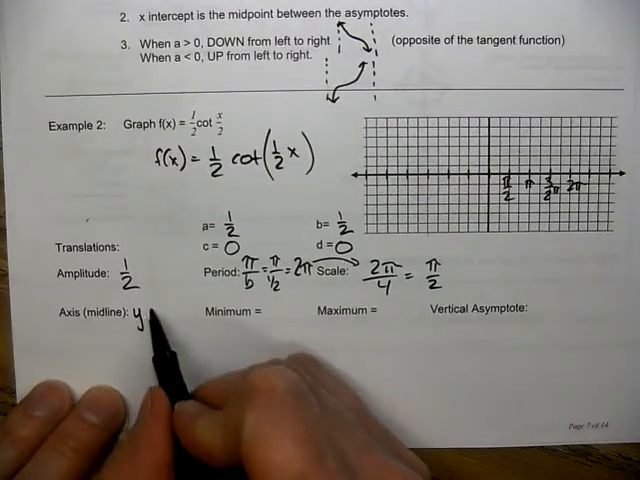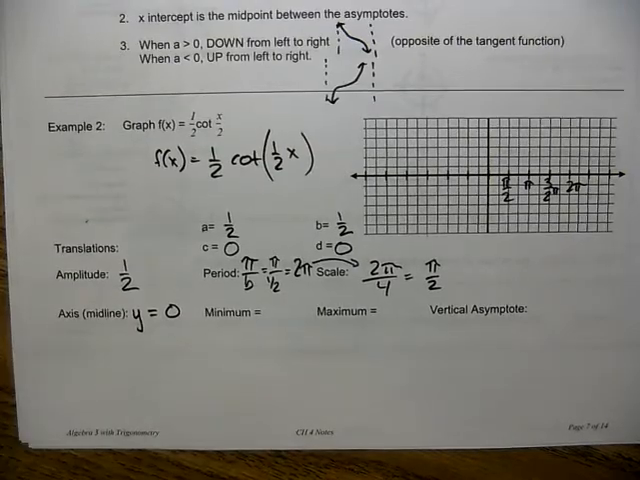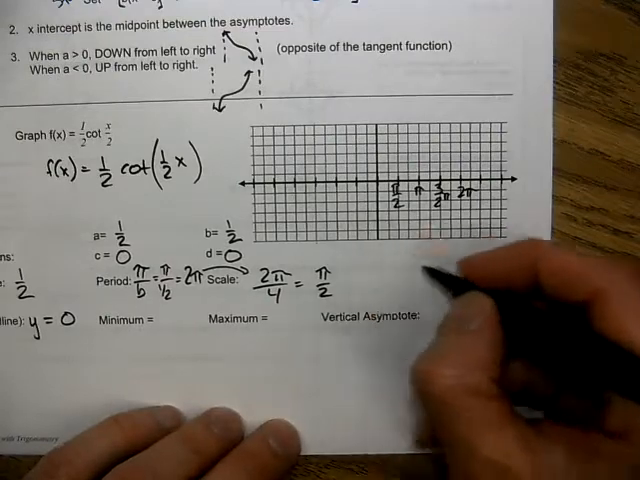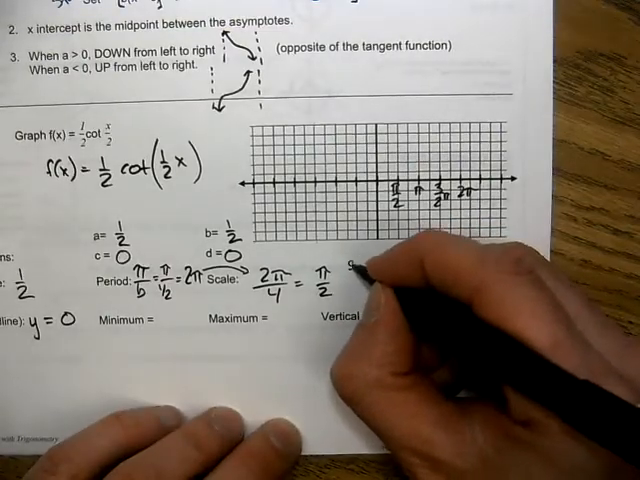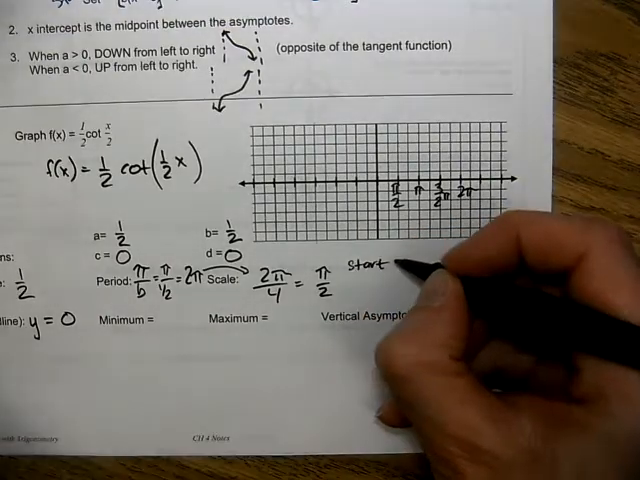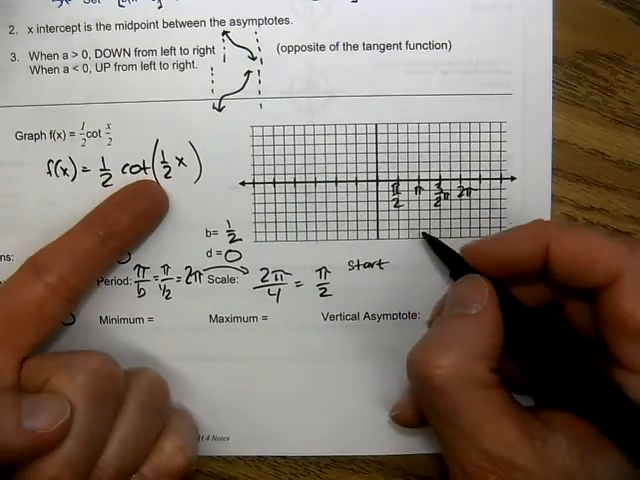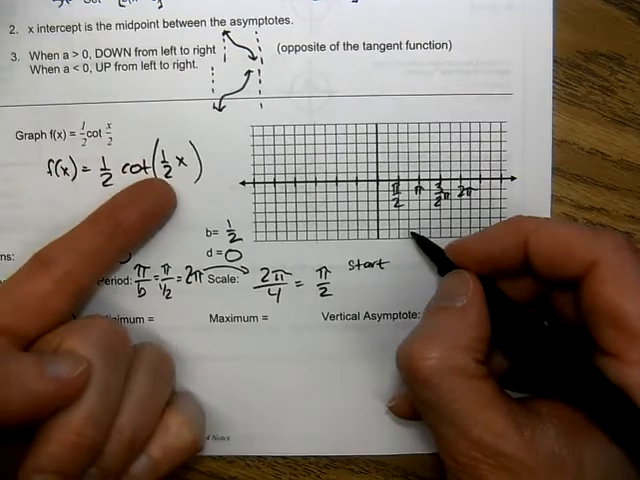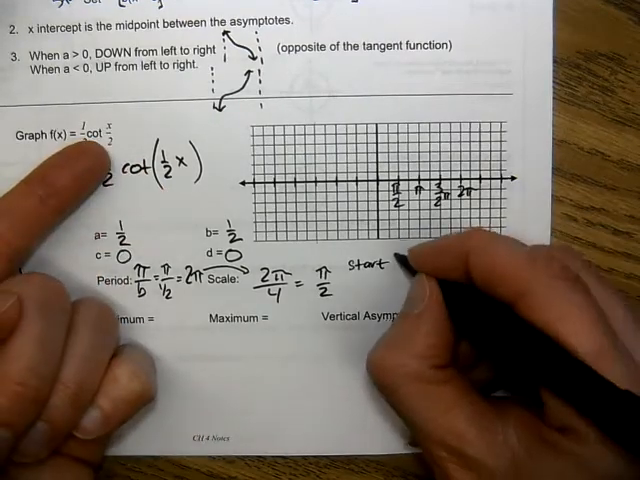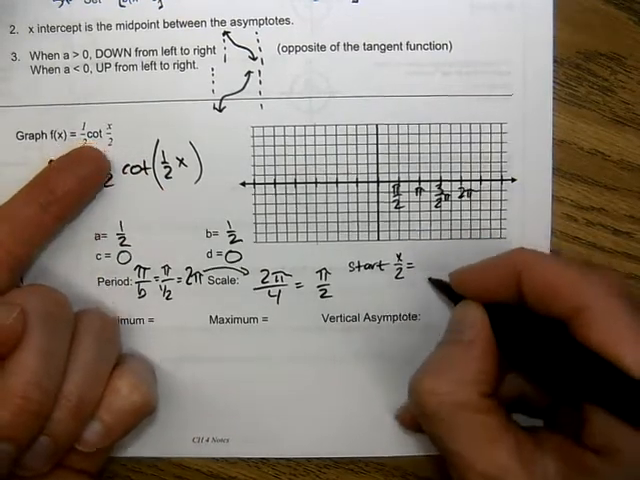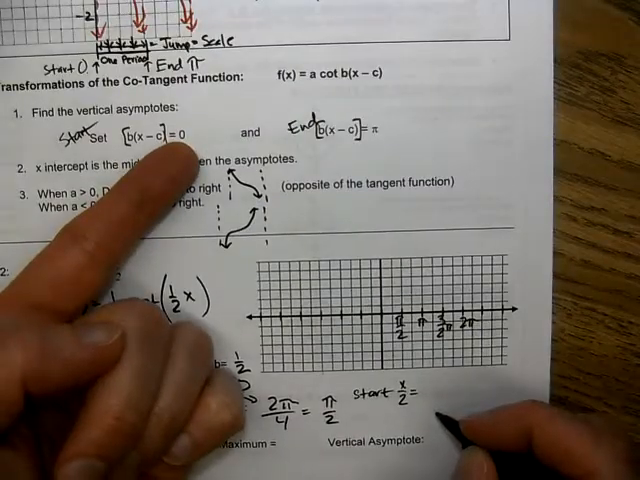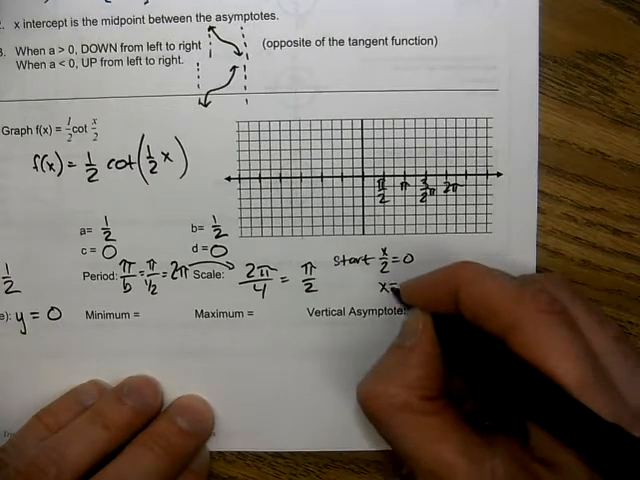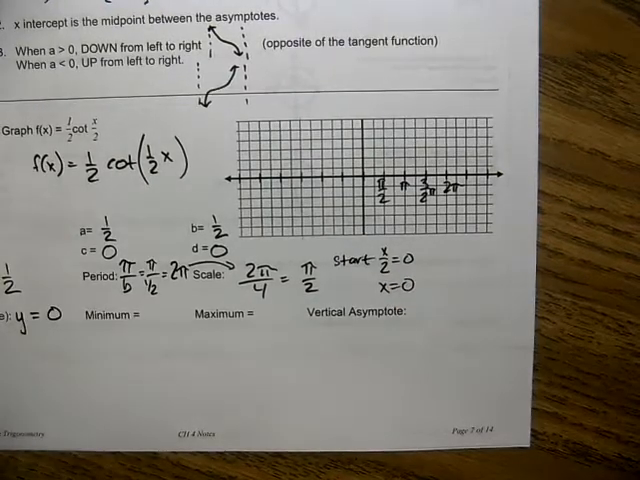Our axis is at 0 because the value of d is 0. And we want our start and stop. So again, on the notes, I forgot to include those, so here's my starting value. We're going to take everything that's in the parentheses. You can represent it as 1/2 times x, or you can represent it as x over 2. And we set it equal to 0 because that's where cotangent normally starts. So multiply both sides by 2, and we are still starting at 0.